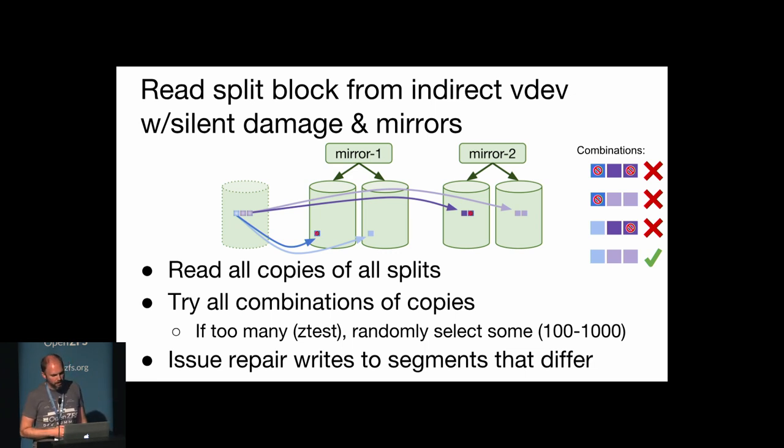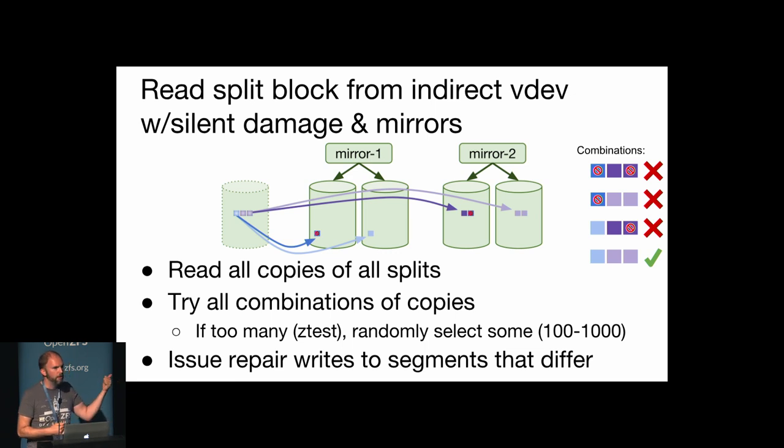Okay, well then I'm kind of doing binary counting here, right? I'm adding one, so I flip the next bit. So now I'm doing the right part of the first mirror and the left part of the second mirror. Huh, still not the right data. Jeez, where is that data? So then finally I try the right side of both of the mirrors and find that's the correct data, finally. And then we can issue the repair writes to any segments that differ.